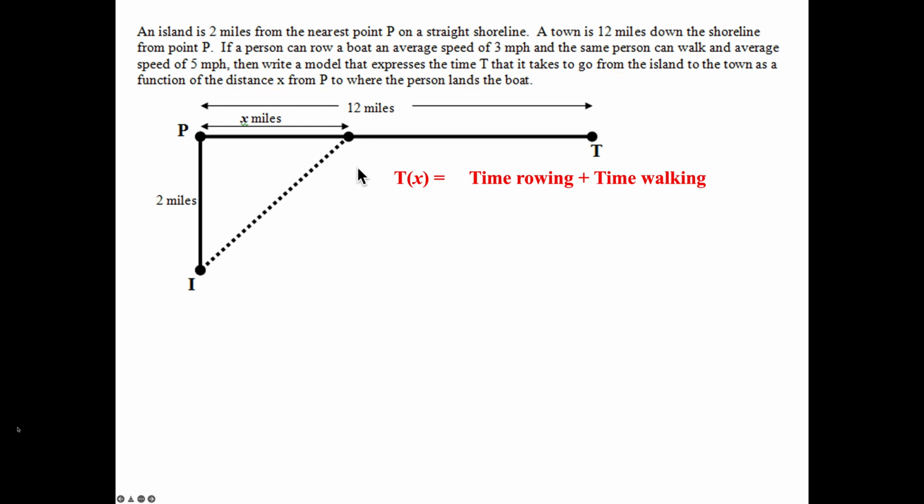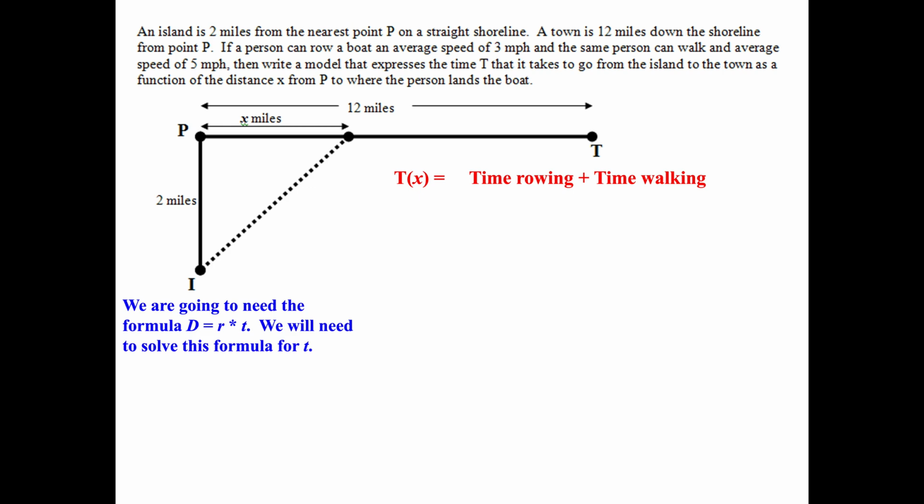So what it appears to me is that I'm talking distances, I'm talking rates, I'm talking time. I think we need the formula distance equals rate times time. And with this formula, since we're looking for time, let's solve it for little t. So divide over the r. So time is equal to distance over the rate. And we have the rates. We have the boat rate of 3 miles per hour. We have the walking rate of 5 miles per hour.